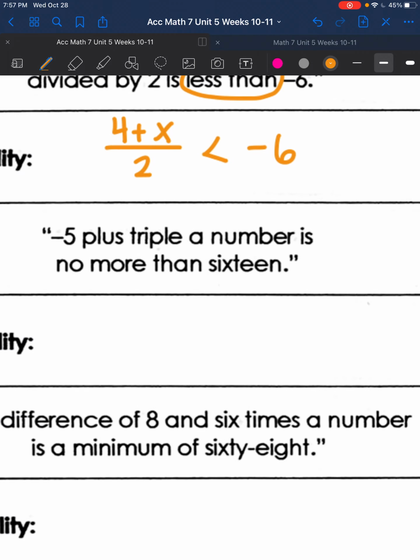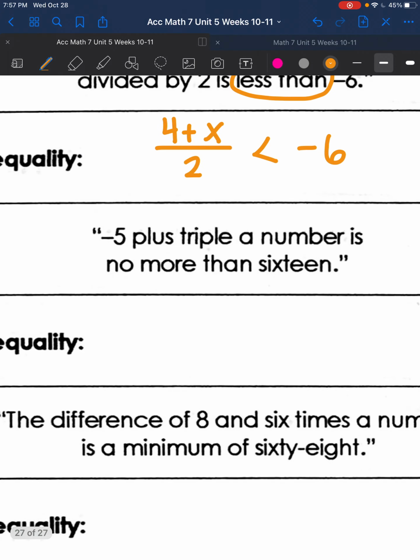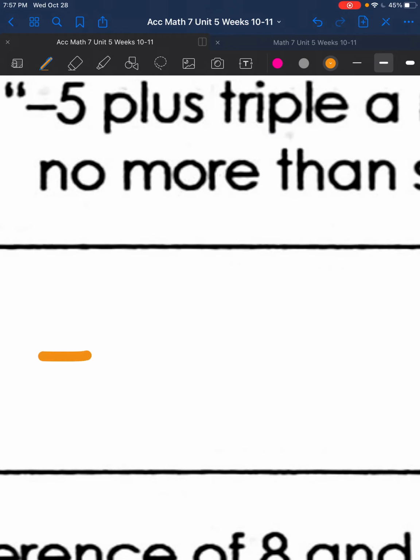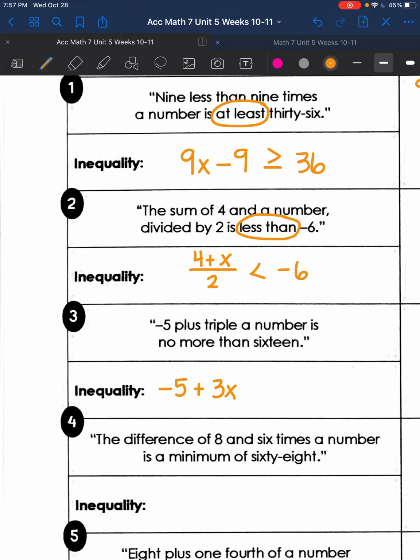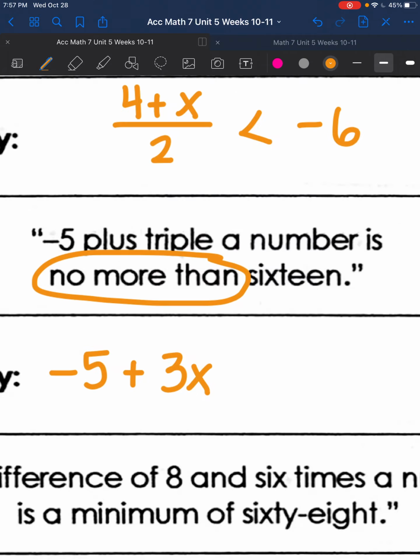Number 3. Negative 5 plus triple a number is no more than 16. So we know that we're taking negative 5 and adding to that triple a number. So negative 5 plus 3 times x, that represents negative 5 plus triple a number. Now I know that this is no more than 16. So no more than, we can represent that as less than or equal to 16.